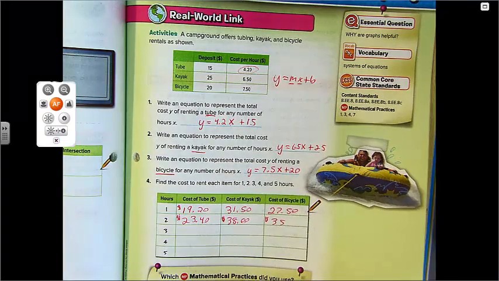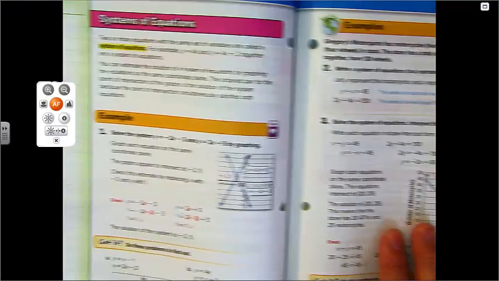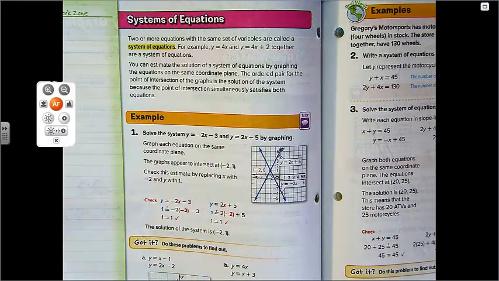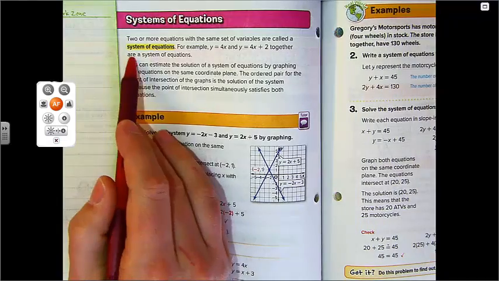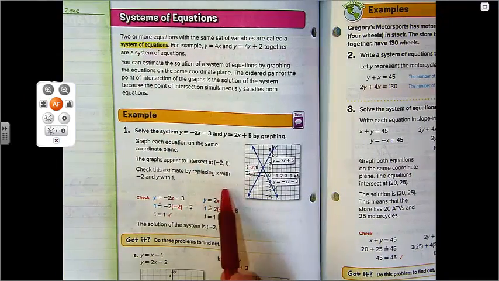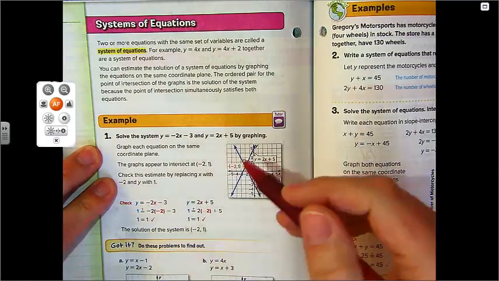Okay. Now that you have the whole table filled out, go ahead and turn the page. Now what we have over here is it says 2 or more equations with the same set of variables are called a system of equations. This is a system, meaning basically we're going to have 2 graphs at once, 2 equations at once. So right here, I'm just going to explain this real fast.